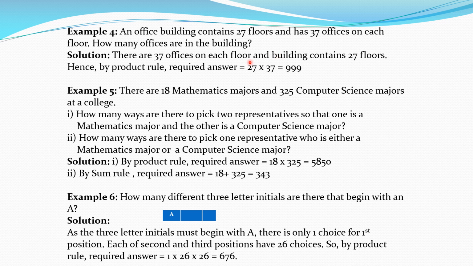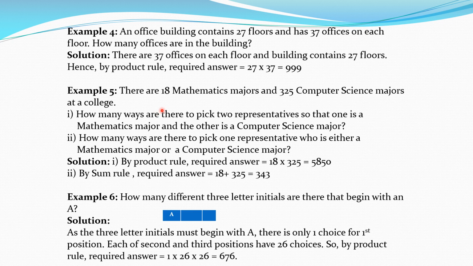So actually it is 37 plus 37 plus 37. How many times? 27 times. So it is nothing but the product rule. So by product rule, total number of offices in the building, if there are 27 floors and 37 offices, is equal to 27 into 37, that is 999.